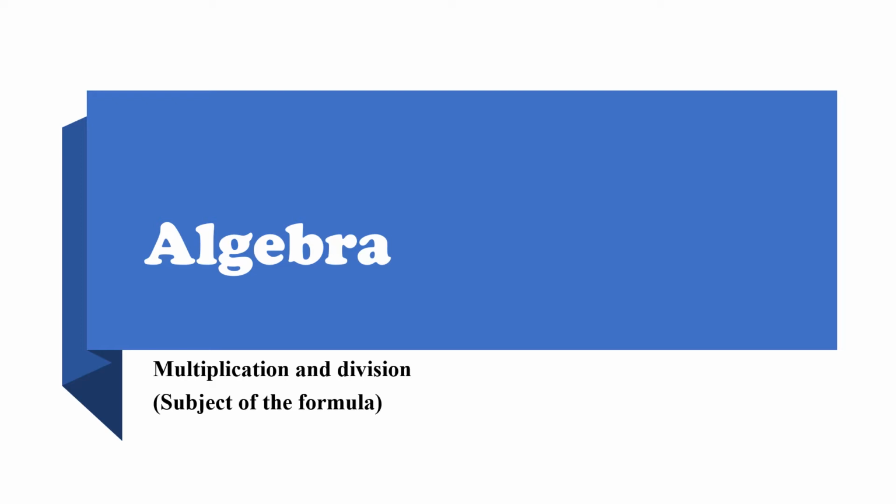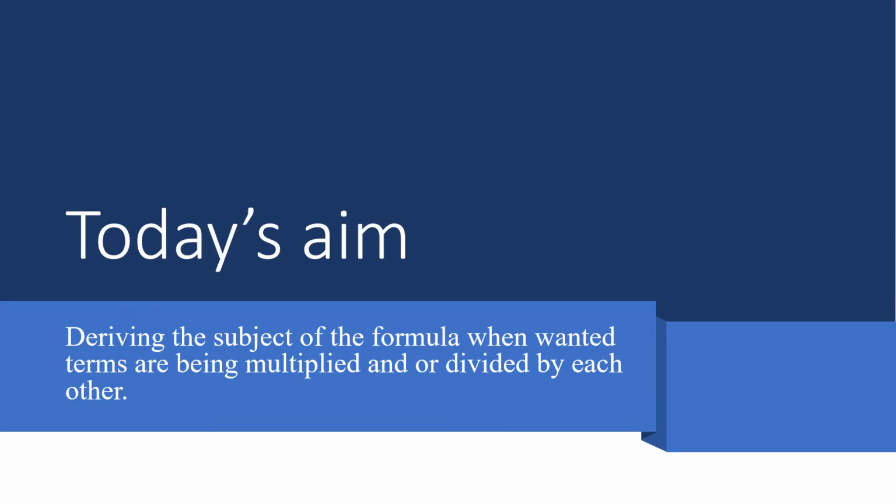Today we are continuing that series by looking at the subject of the formula under algebra, but today we're looking at how to deal with multiplication and division when finding or making the subject of the formula. So what is today's aim? Today we are basically deriving the subject of the formula when the wanted terms are being either multiplied and or divided by each other.